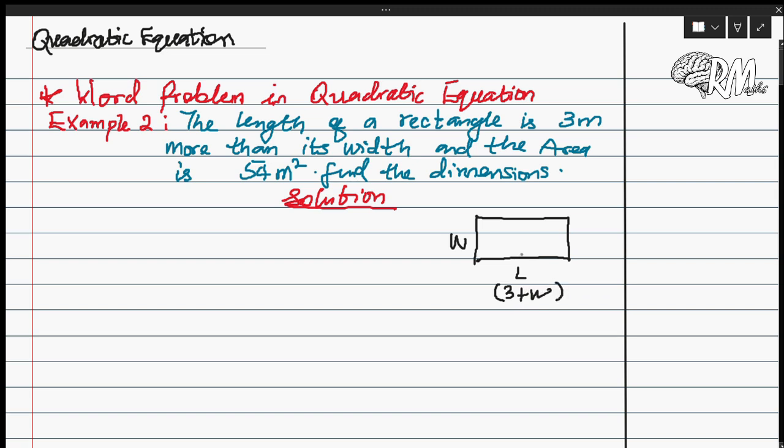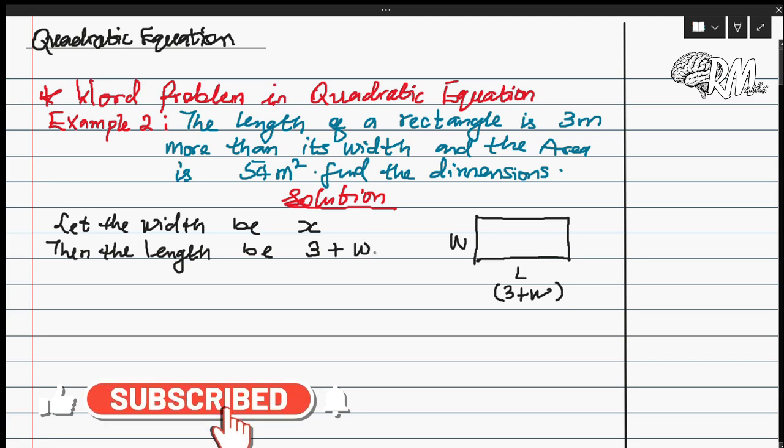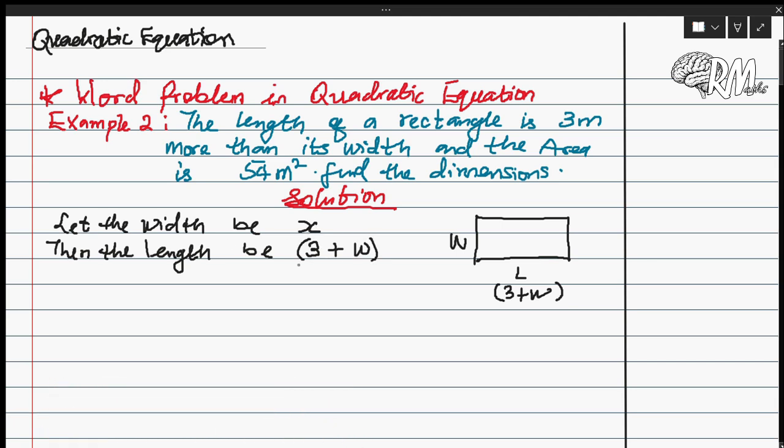That is the meaning. So let us see how we are going to work it out carefully. We start by saying, let the width be x, then the length be 3 plus w. So this is 3 plus width. Since our width is already x, I can rewrite it by saying 3 plus x.